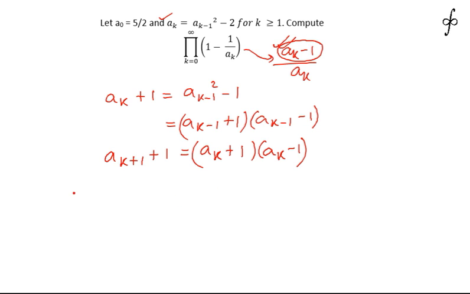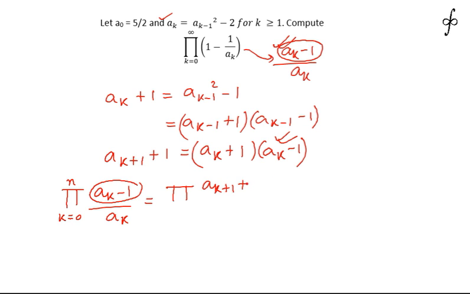So now if we need to concentrate upon what we need to calculate, suppose the product of k equal to 0 to n, I am taking for the timing up to n, of a_{k-1} divided by a_k. So that is coming out to be the continuous product, where this a_{k-1} can be substituted from here. So it is going to be a_{k+1} divided by (a_k plus 1) into a_k. k will vary from 0 to n.